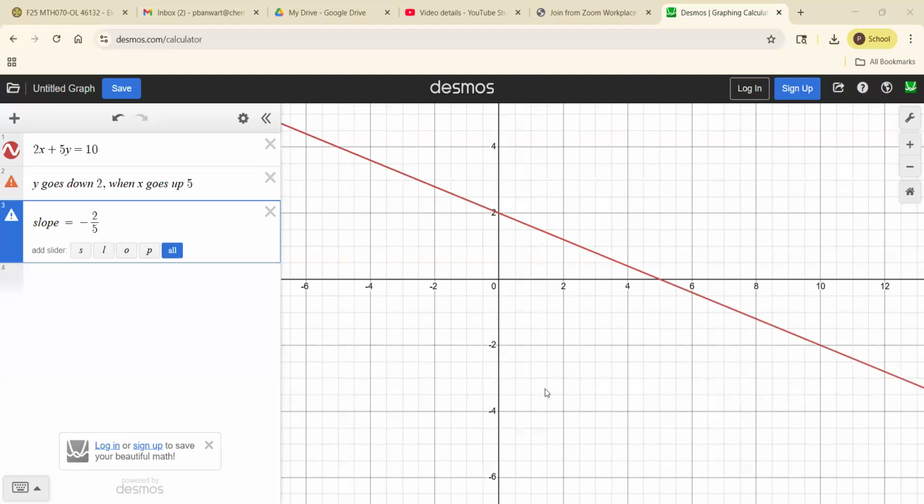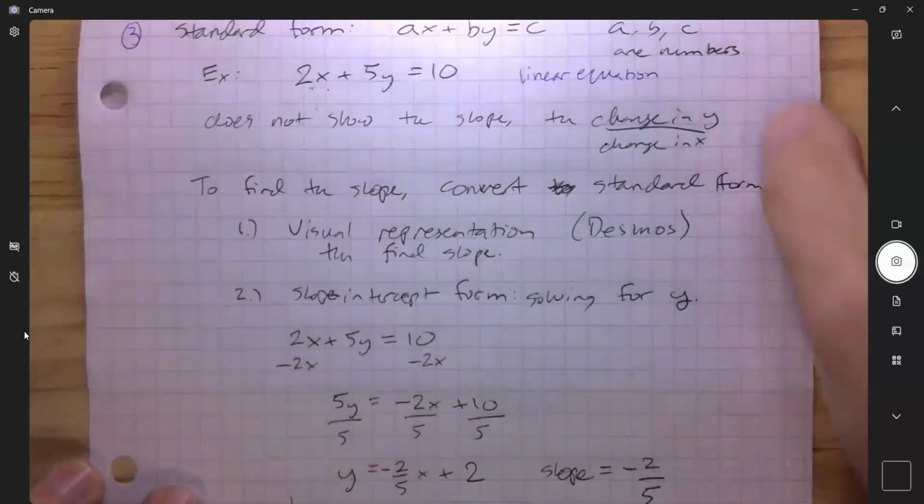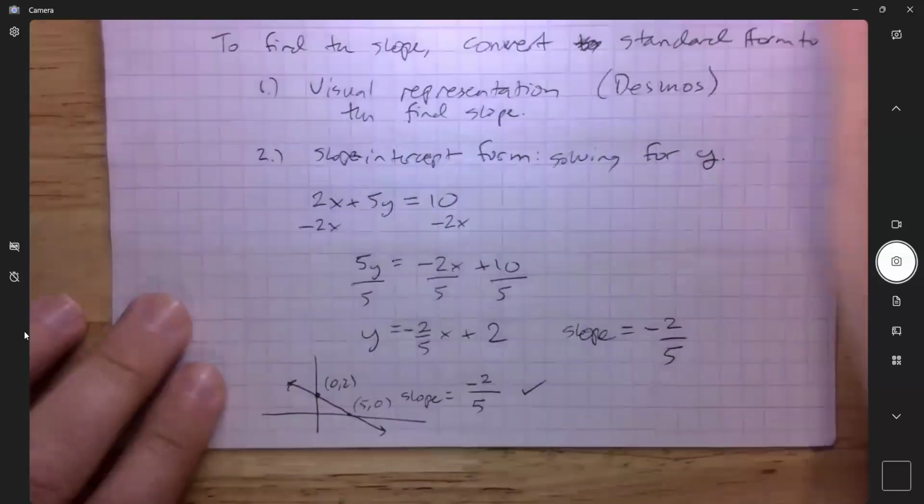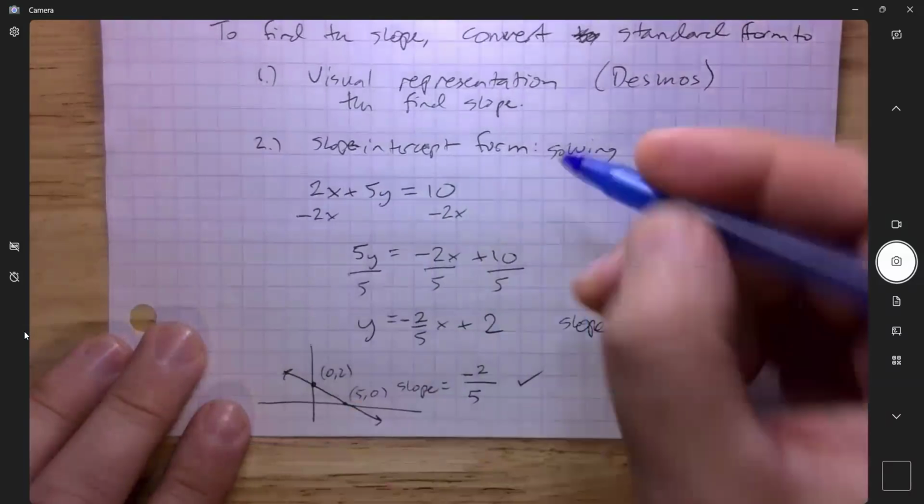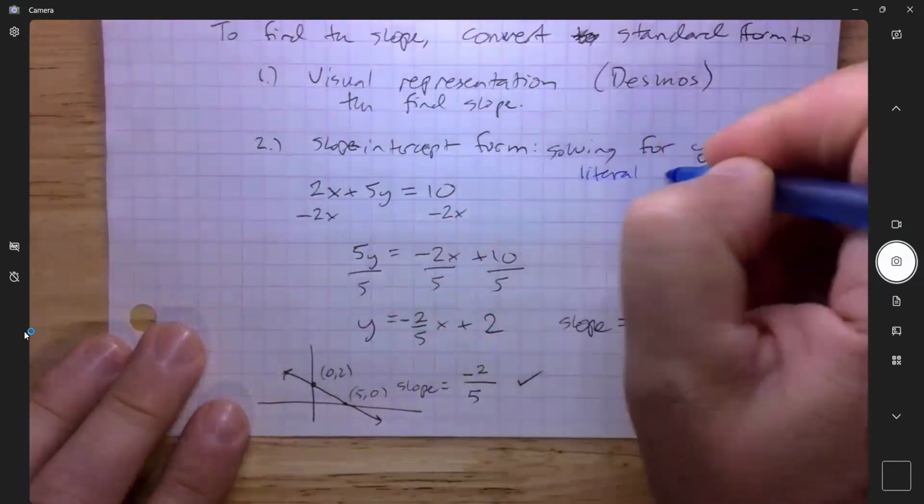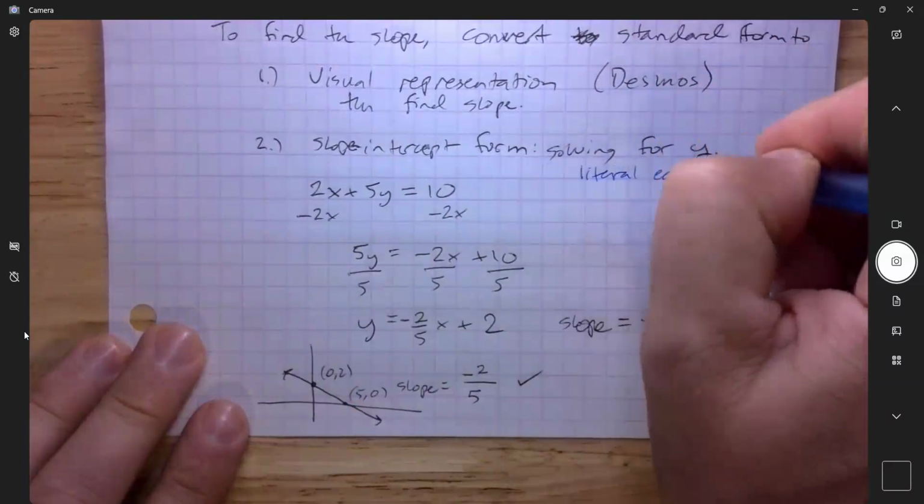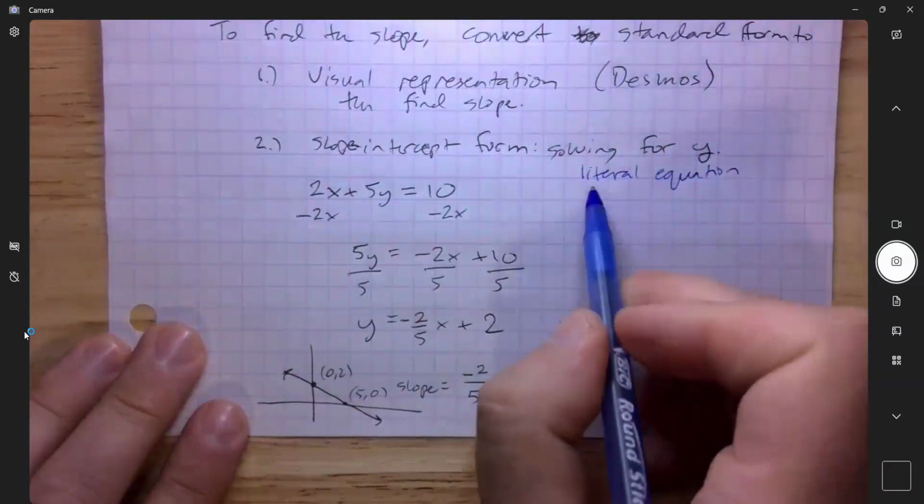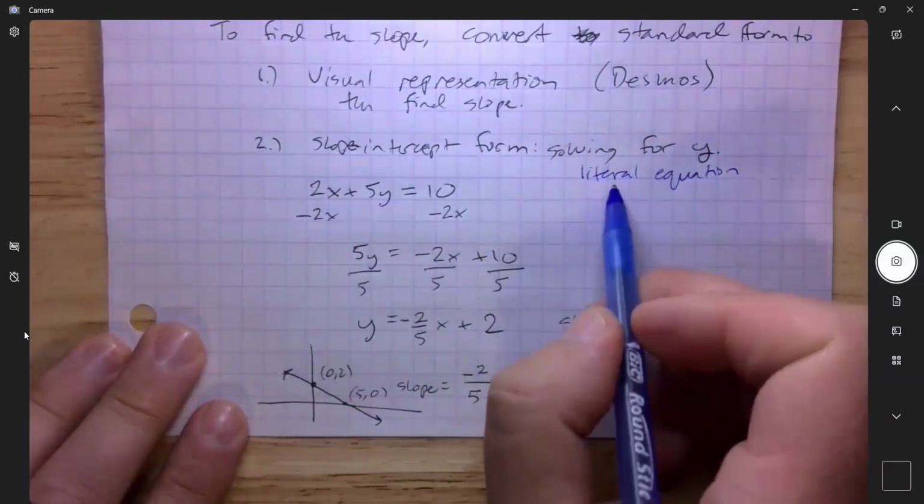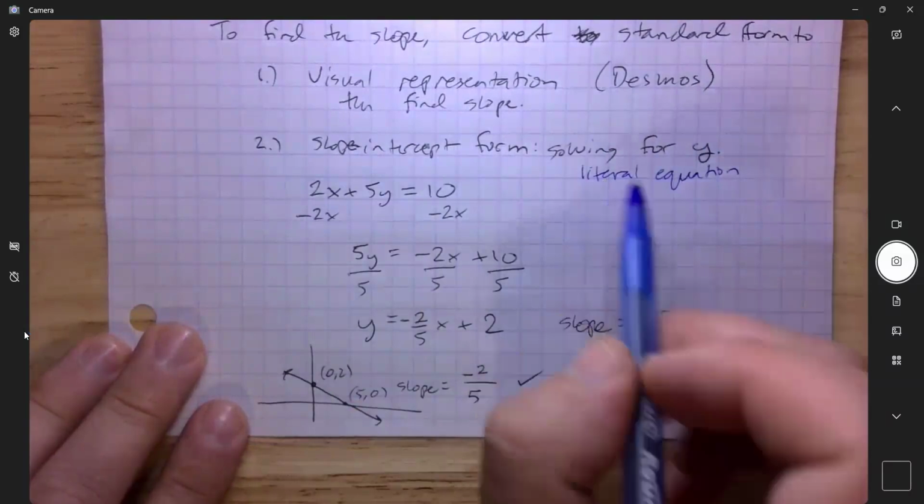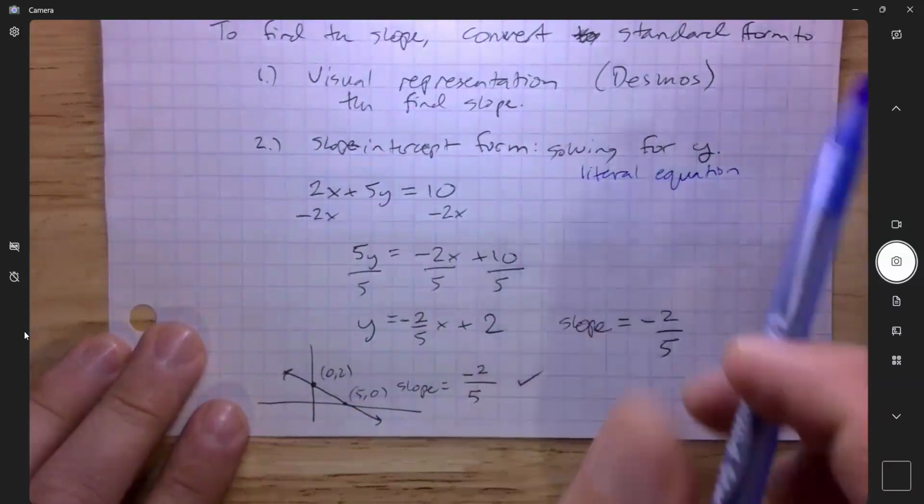Now, if you don't happen to have Desmos or other ways to quickly represent it visually, or if you want to practice doing it symbolically, which I also recommend, you can find slope-intercept form by solving for y. This is solving that literal equation. I don't know if you're ever going to hear this term again after this class. I'd never heard it before this class, and I've never heard it in another one. But this can help get you back to the proper section.